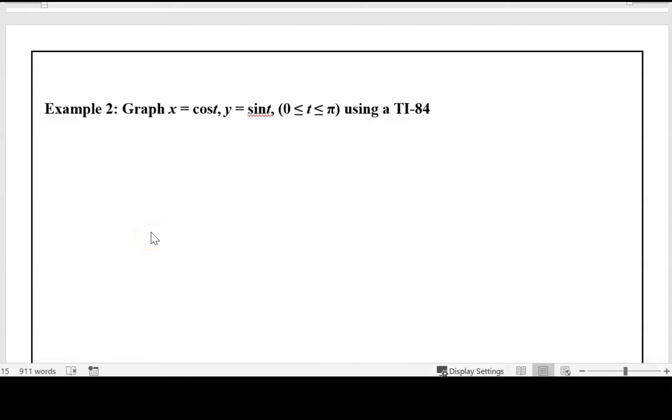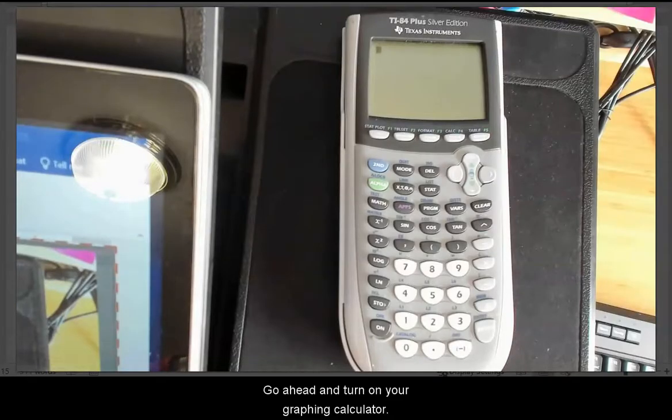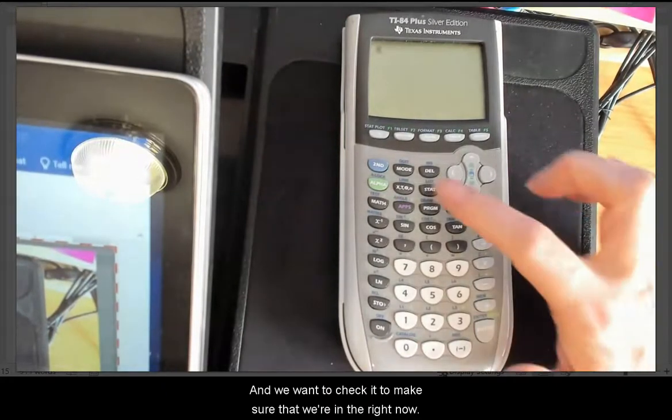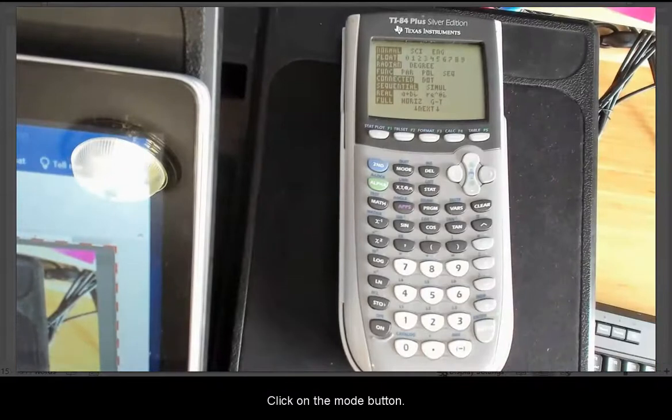Now let's do the same thing, but use a TI-84 graphing calculator to produce the graph of x equals cosine of t, y equals sine of t, between 0 and, oops, looks like I forgot the 2 again, 2 pi. Go ahead and turn on your graphing calculator. The first thing we want to check is to make sure that we're in the right mode. Click on the mode button.